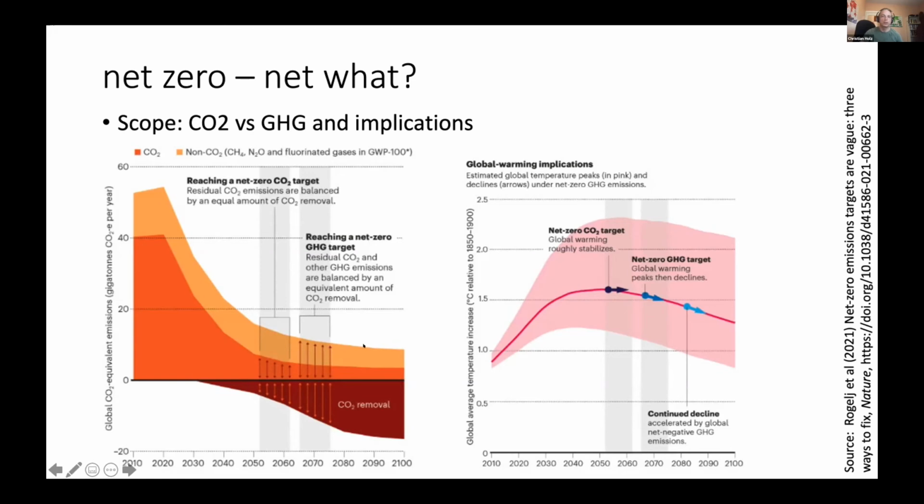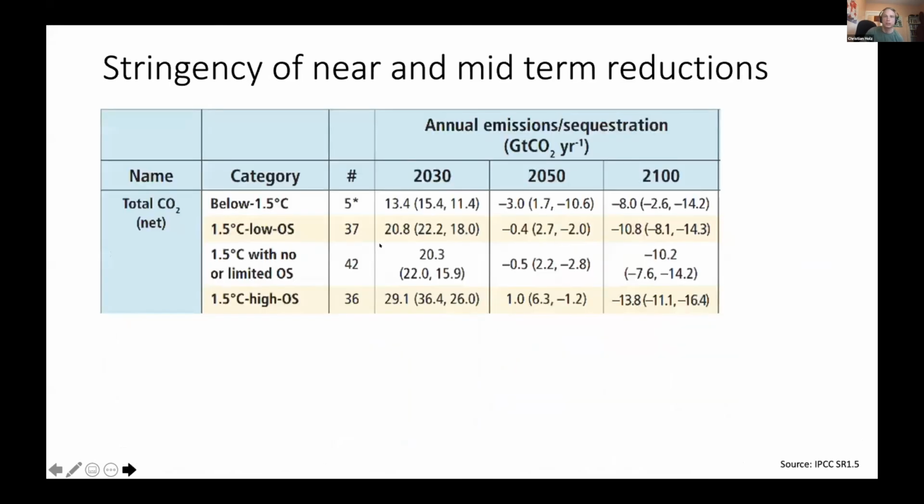And this is important because at the point where you have net zero CO2, the global warming roughly starts to stabilize. So that's when the warming stops going up, but it doesn't go down until you start to have net zero greenhouse gas emissions. Then global warming starts to peak and then to decline once you achieve net negative total greenhouse gas emissions as the carbon dioxide is removed from the atmosphere. So those are important questions, whether we're talking about CO2 or greenhouse gases.